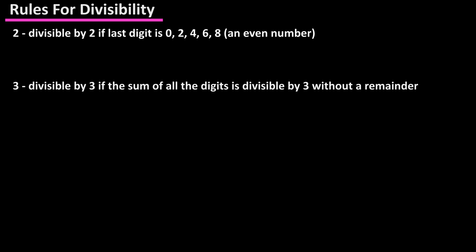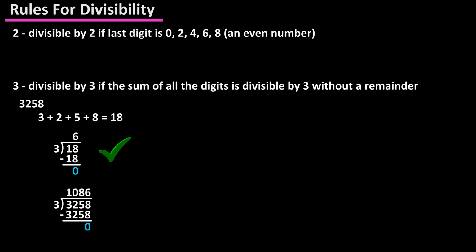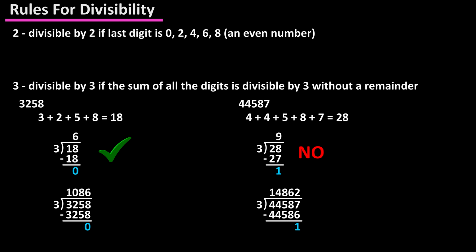A number is divisible by 3 if the sum of all the digits is divisible by 3 without a remainder. For instance, the number 3,258. If we add up all of the digits, we get 18, which is evenly divisible by 3. No remainder. For the number 44,587, if we add up all the digits, we get 28, which is not evenly divisible by 3. So 44,587 is not evenly divisible by 3. As you see here, it has a remainder.